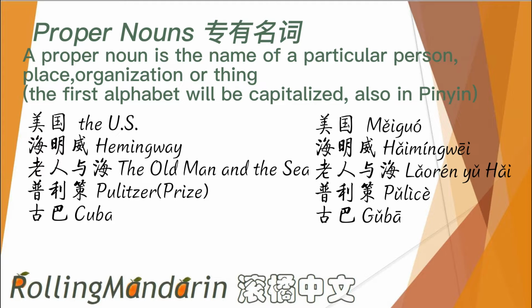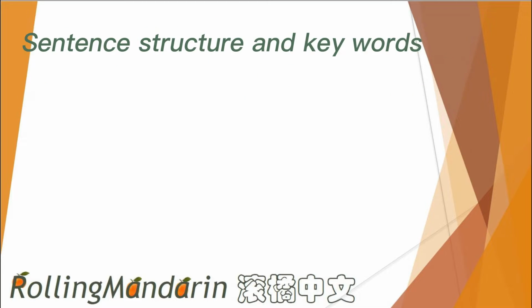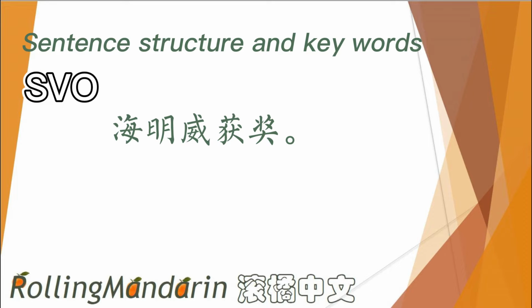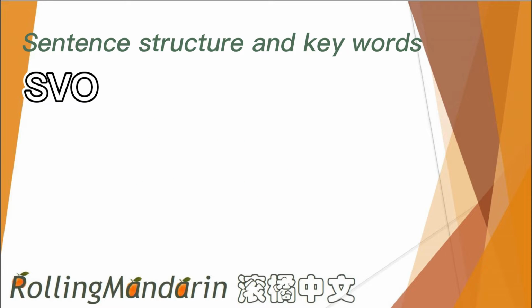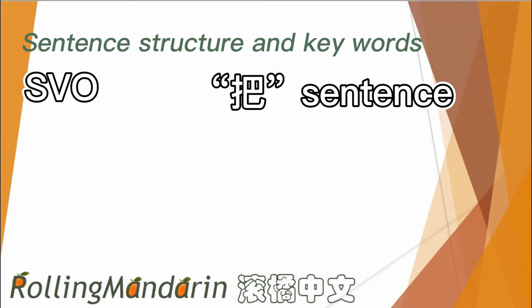As always, we will look at the sentence structures and the keywords. The two paragraphs we can see in this text both use the sentence structure of SVO. The first sentence is 海明威获奖. The second sentence is 小说描述故事. There is a new sentence structure in this text though, which is 把 sentence.